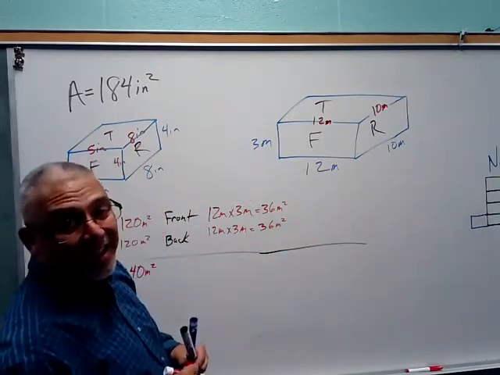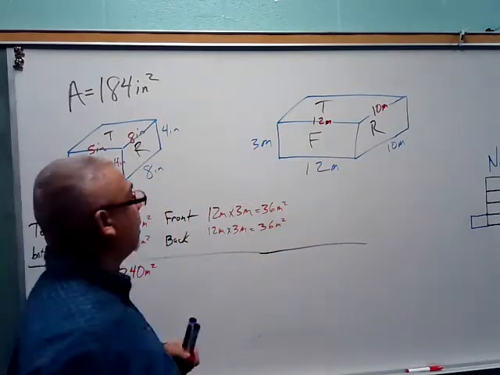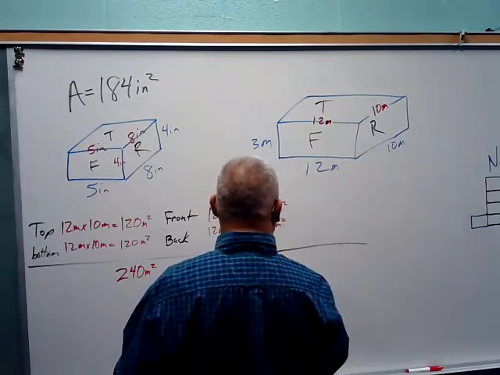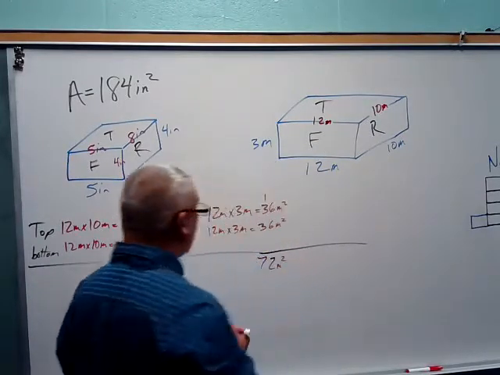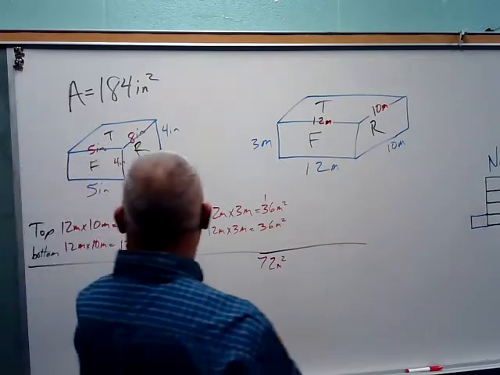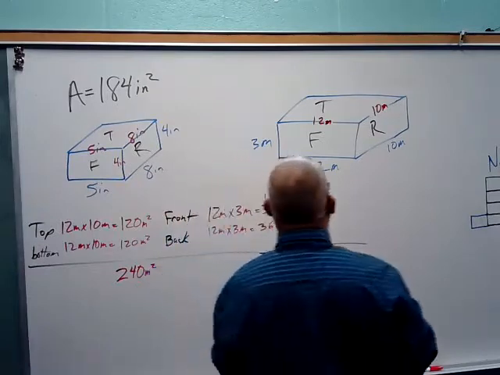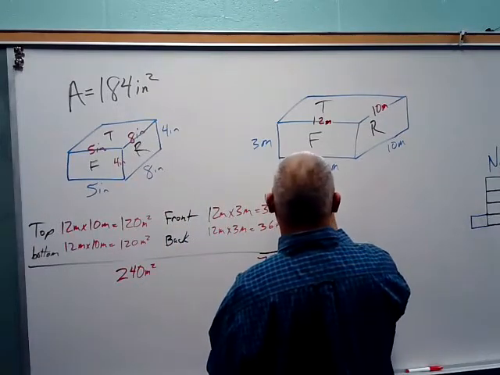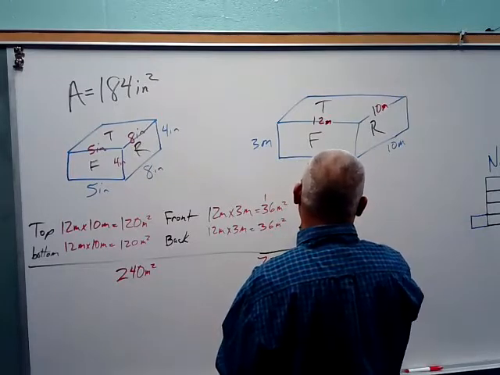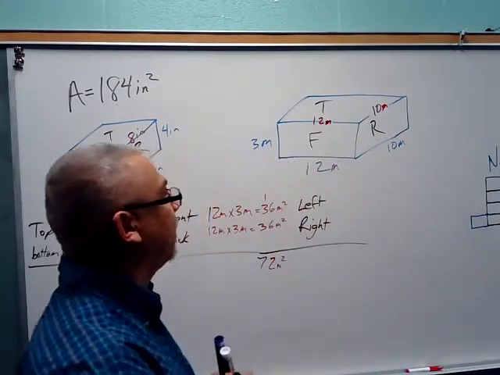36M to the itty bitty 2. Don't forget to what? Don't forget to add them up. 6 plus 6 is 12. Put down the 2, carry the 1. So I get 72M to the itty bitty 2. Are we done? No. Top, bottom, front, back. What's left? Funny that you said that. It's left and right.